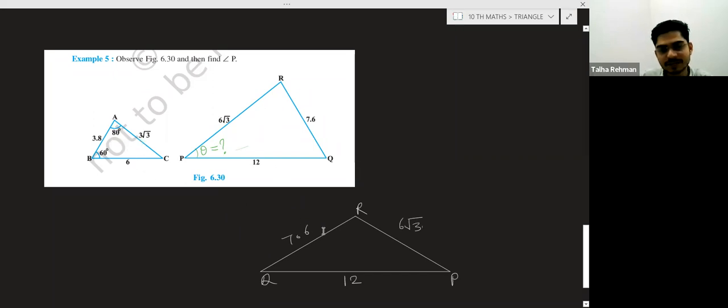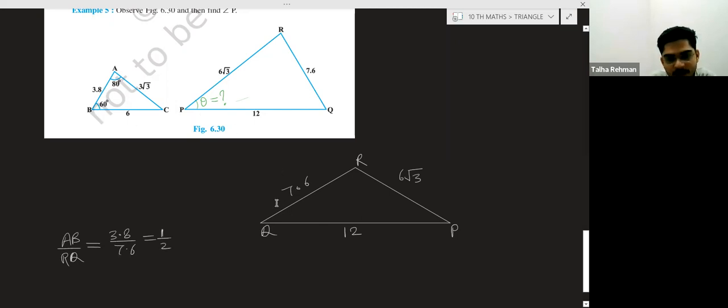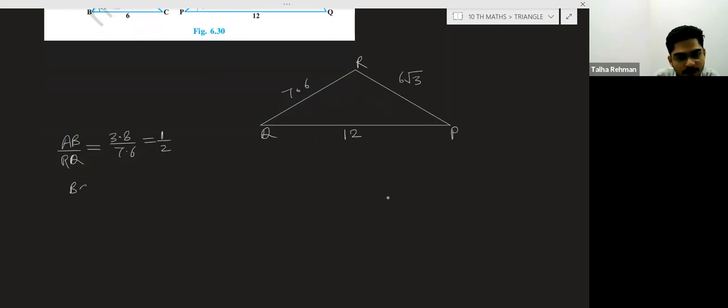Now see this triangle and this triangle. Take the ratio of the corresponding sides. AB by RQ. What is AB? 3.8. RQ is 7.6. It will be 1 by 2. Now see, BC divided by QP. What is BC? 6, QP is 12. This is again 1 by 2.